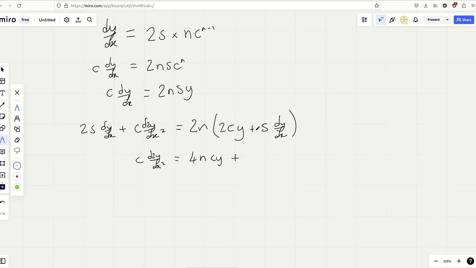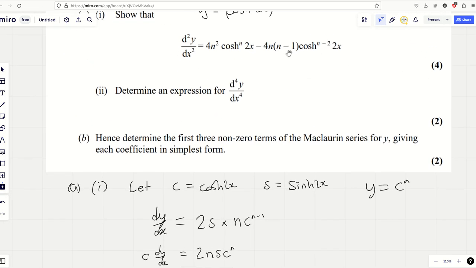But here I'm going to have 2n s dy by dx minus 2s dy by dx. Well, I can take out the 2s dy by dx there and just make it n minus 1. Now, at this point, what do we want to get to? We want to get to this, yeah?